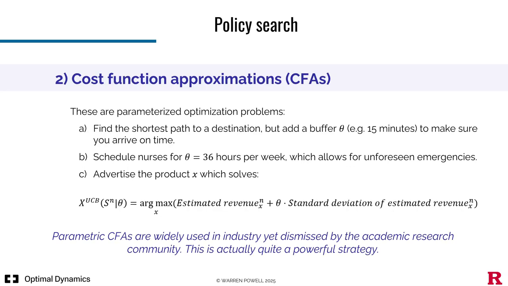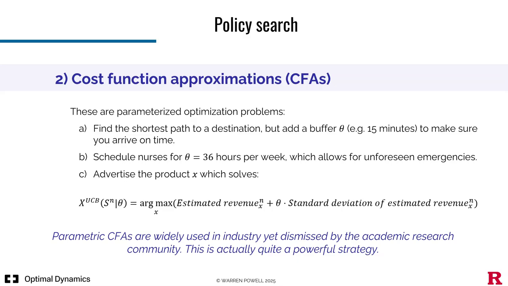Okay, second class, cost function approximations. So these are parameterized optimization problems, widely used in industry. Find the shortest path to a destination. Not only do I have to find the path, I have to decide when to leave, how much time to allow. Maybe Google Maps tells me to allow 40 minutes, but because of random traffic delays, maybe add in 15 minutes. And when I do the same trip over and over again, maybe the 15 is too big or too small. Maybe I schedule nurses for 36 hours a week, although they work 40 hours a week, because things come up and I need some buffer in the schedule.